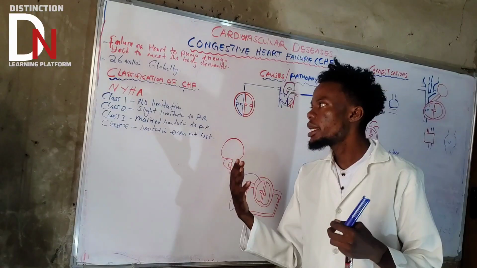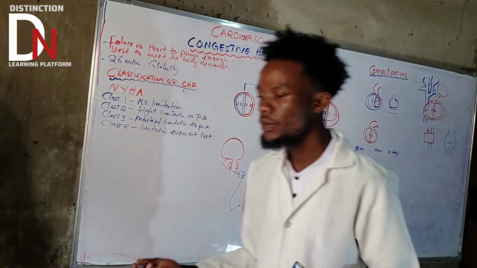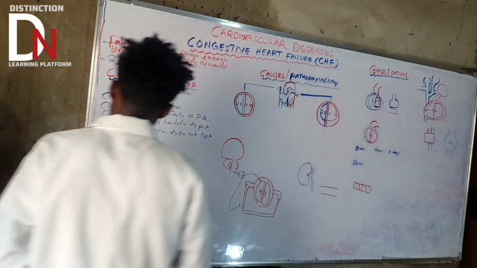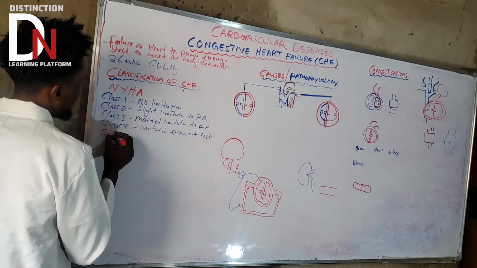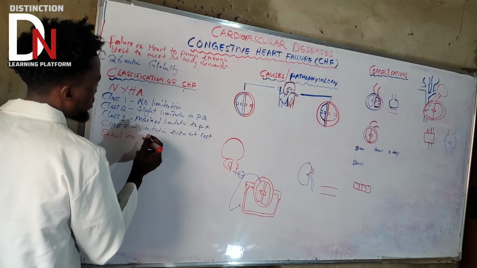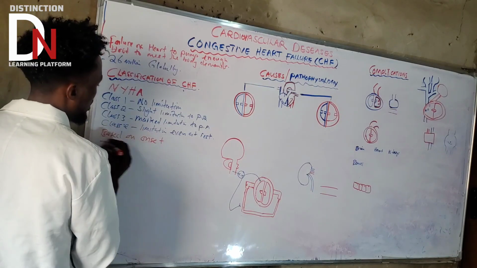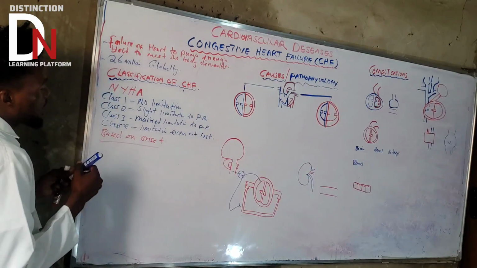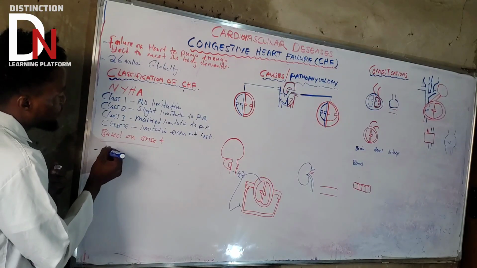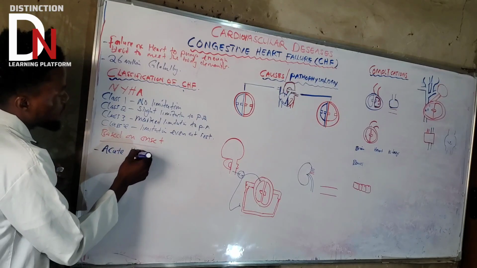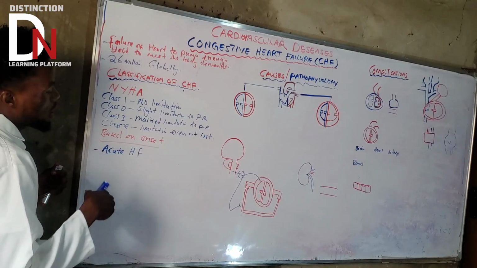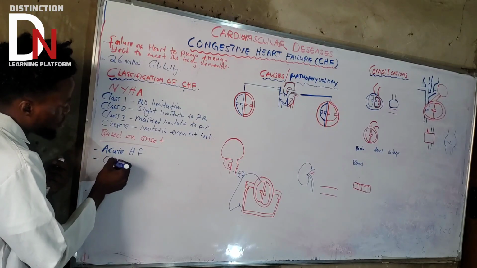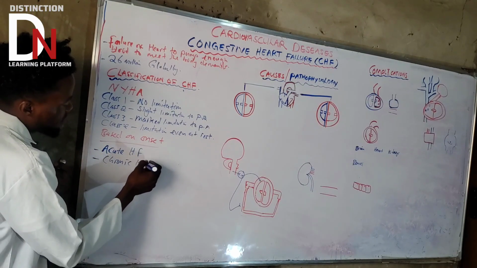Although I said NYHA should be the last classification, there is also a classification according to onset. So we can write that: classification based on onset. What is the first one? If it is based on onset, we are going to say there will be acute heart failure, where the heart is failing acutely. What else? There will be chronic heart failure.